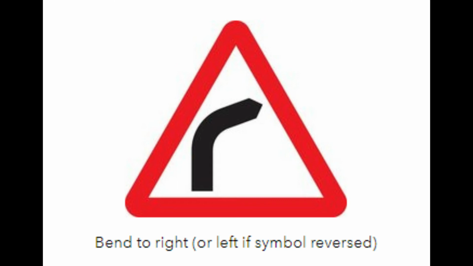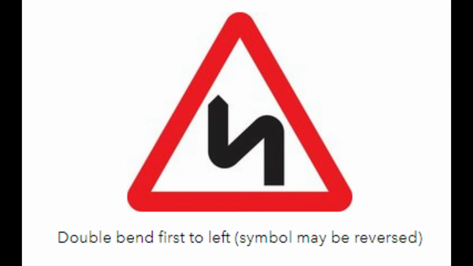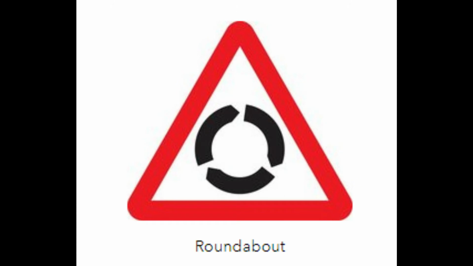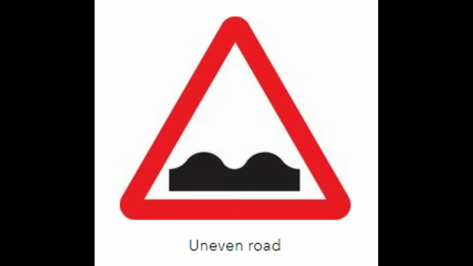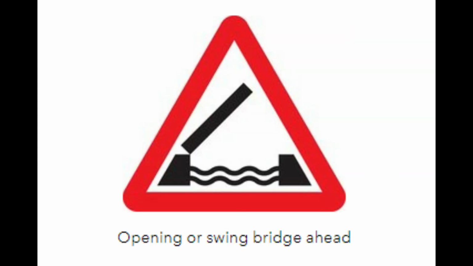Bend to the right ahead. Junction on a bend ahead. So there will be cars coming from the left, but you have the priority over them. Double bends ahead. Roundabout. Uneven road. Reduce speed now. Opening or swing bridge ahead.